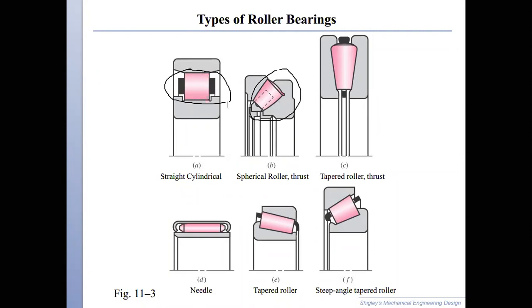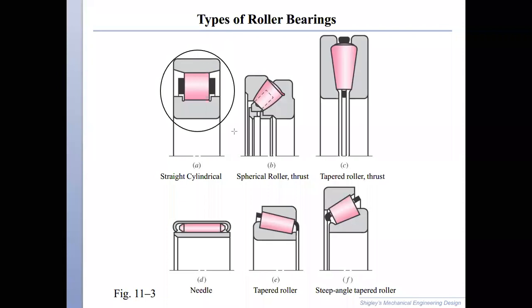Roller bearing, sir. Roller bearings can take more load because the contact over here is more, whereas in a ball bearing the load is concentrated on a point. Now again, there are different types of roller bearings, and they all have distinct properties.